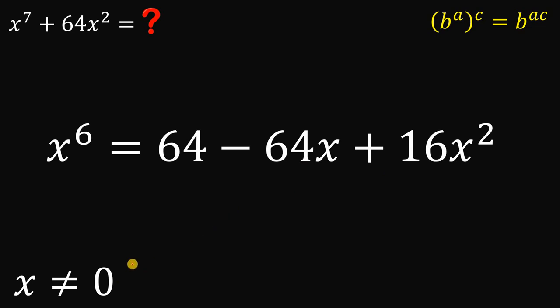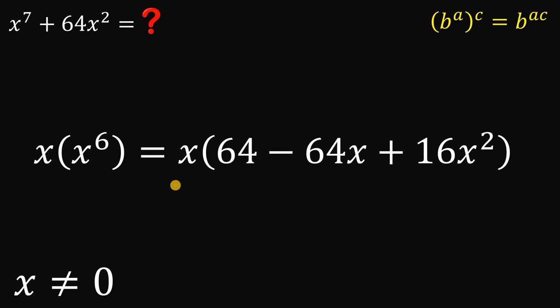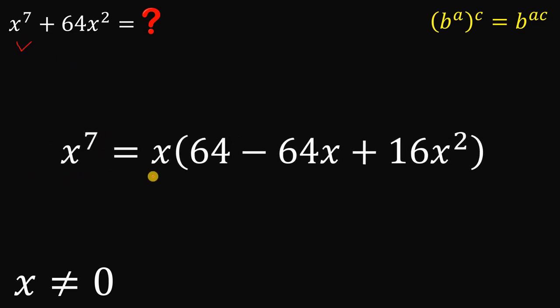Now, we're given that x is not equal to 0. So to have x raised to 7, what we're going to do is to multiply both sides by x. This is legal because we know that x is not equal to 0. Alright, now let's multiply. x multiplied by x raised to 6 is just x raised to 7. This is what we want.